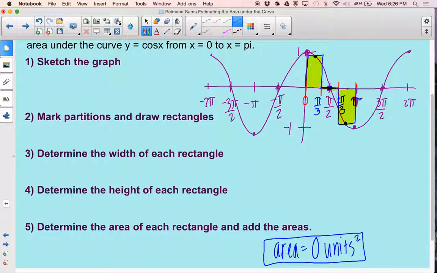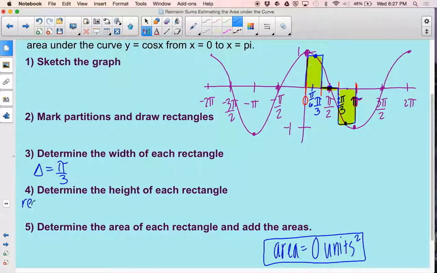And you really don't even have to do any work on this problem. If you did want to do work and you did want to prove it using your math, this is what you would do. So we would say, okay, determine the width of each rectangle. Well, each width is pi over 3. Determine the height. Well, what you need to think about to get the height is this y value here. Halfway between 0 and pi over 3 is pi over 6. So I would be plugging in pi over 6 into my function.